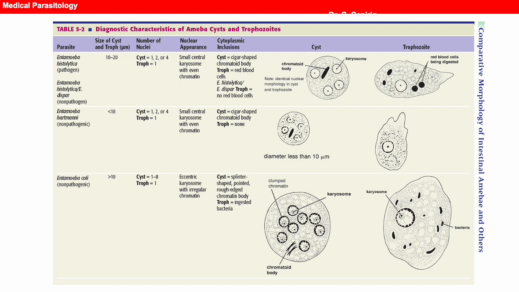I just lifted this from other references. You can also make this your guide in their differences, so it would be easier for you to identify what parasite we are dealing with if we have our cases.